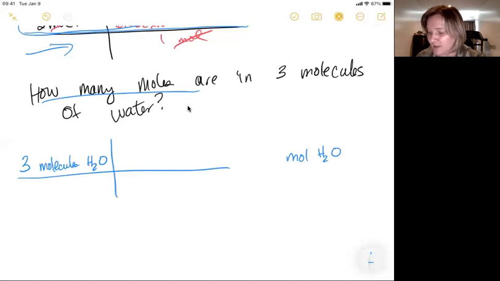I'll just do it this way. Now here's one problem. If I just put in my conversion factor, and instead of atoms, I'm going to use molecules this time.